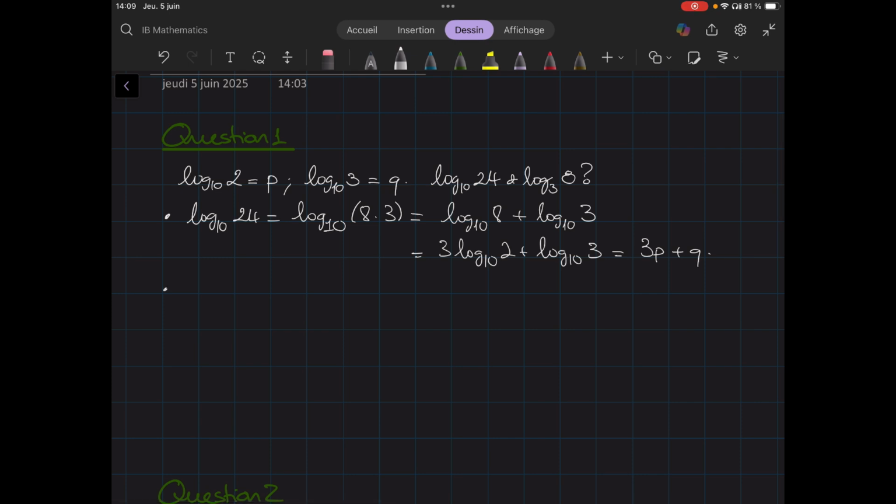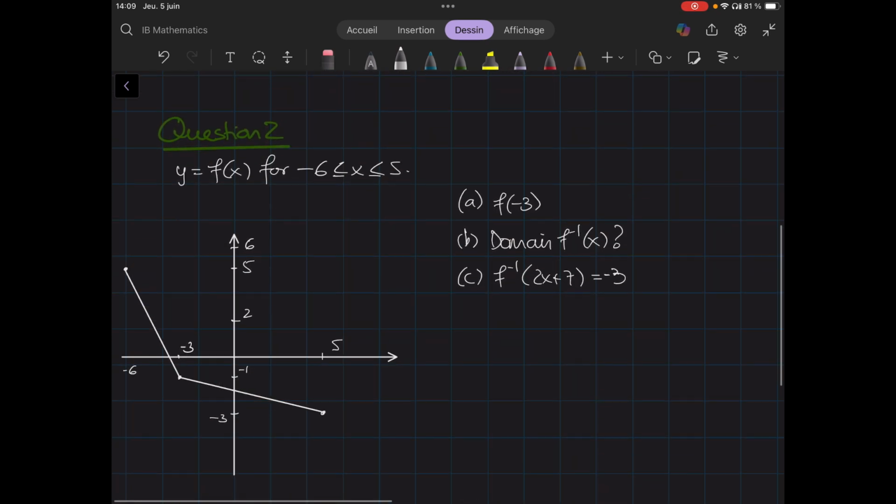Second part, log base 3 of 8. Using the change of base, we can express this as log base 10 of 8 divided by log base 10 of 3, and that should give you 3p divided by q. End of question 1, which is worth 5 marks. If you know what you're doing, this question should not take you more than a minute.